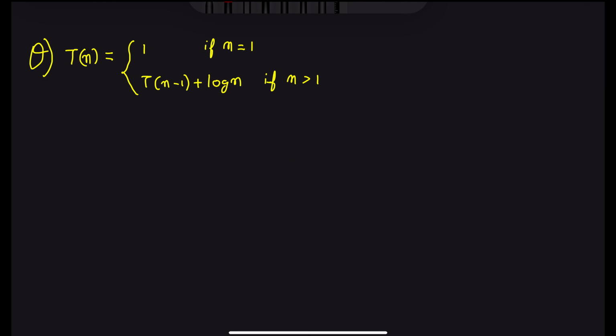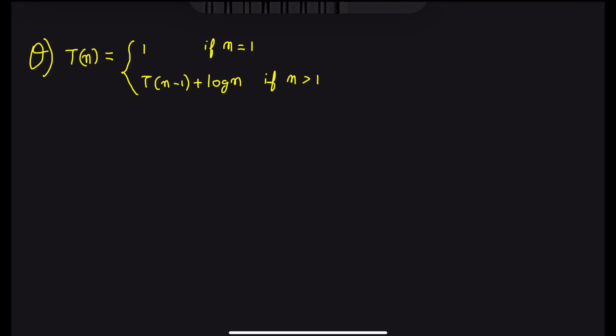We have our second question here, so let's see. T(n) equals 1 if the value of n is equal to 1, and T(n) equals T(n-1) plus log n if the value is greater than 1. So now let's solve it.